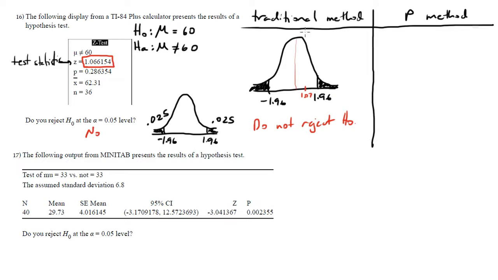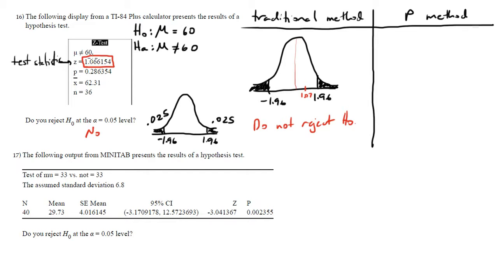That's the traditional method. Again, determine your z critical values if you have two tails, or your z critical value if you have one tail. Once you determine that critical value, you'll also get that critical region.